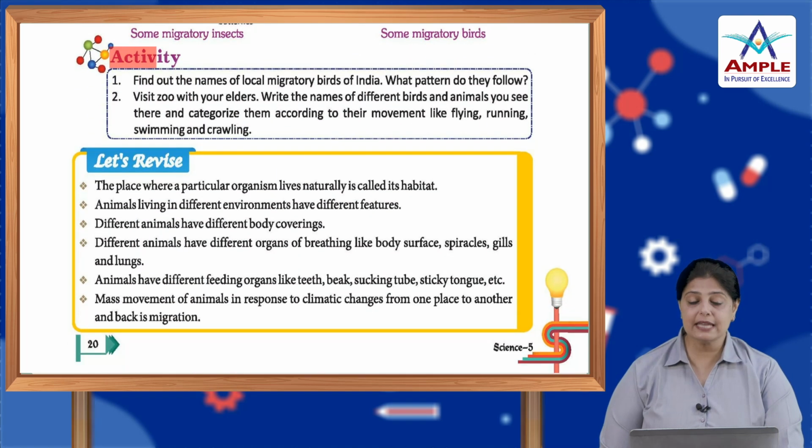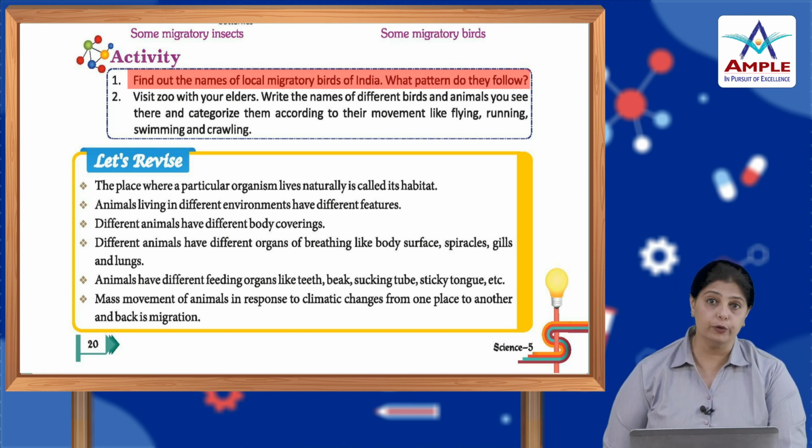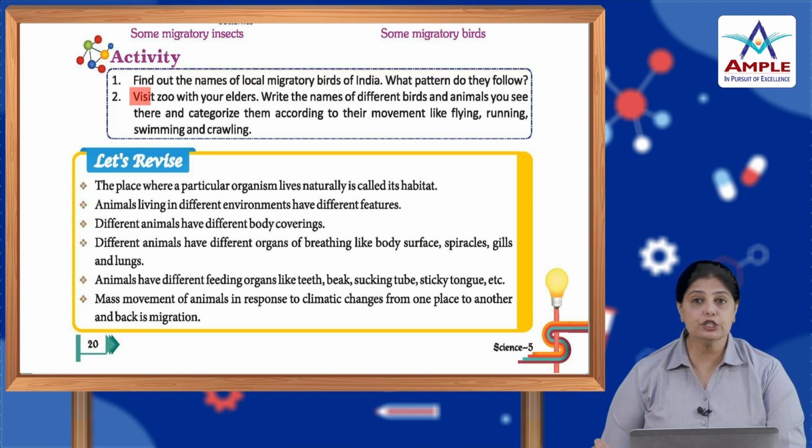Now, let us do this activity. You need to find out the names of local migratory birds of India and what pattern they follow. The second activity is to visit a zoo with your elders. Write the names of different birds and animals you see there and categorize them according to their movement, like flying, running, swimming and crawling.